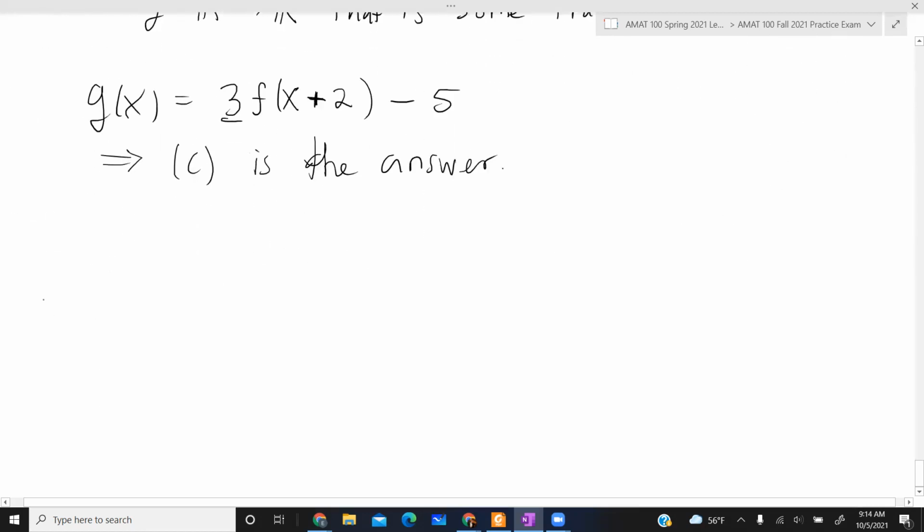Okay, so now let's look at the final problem. I'm given two functions.